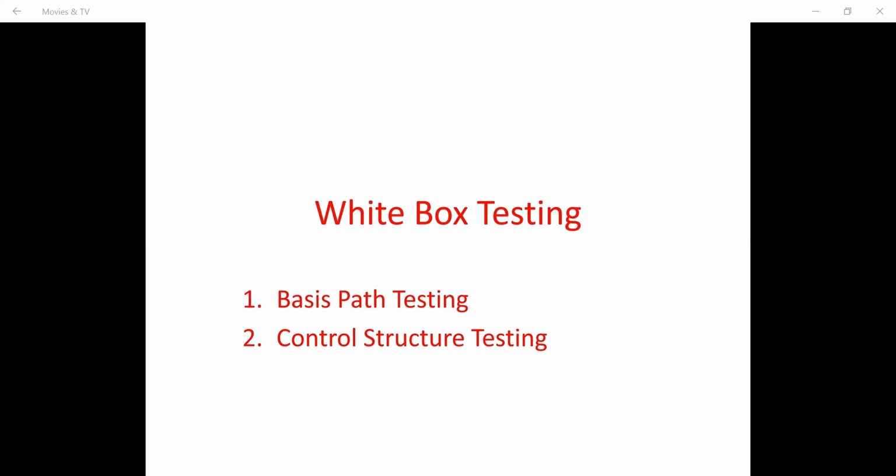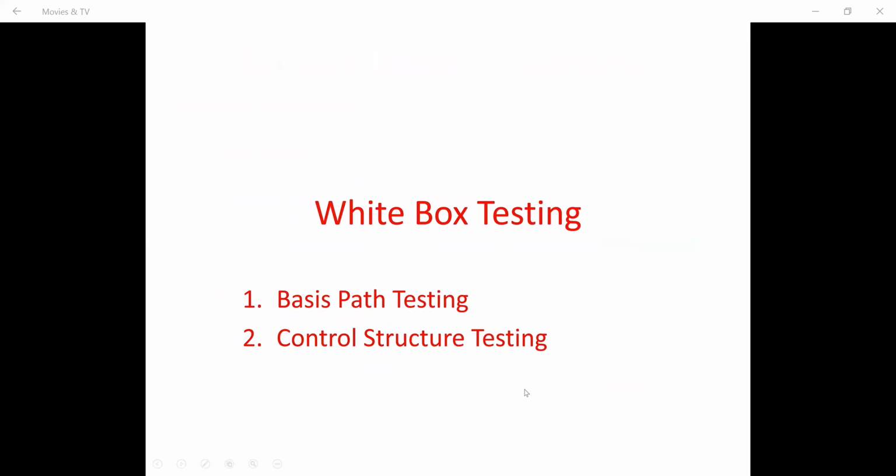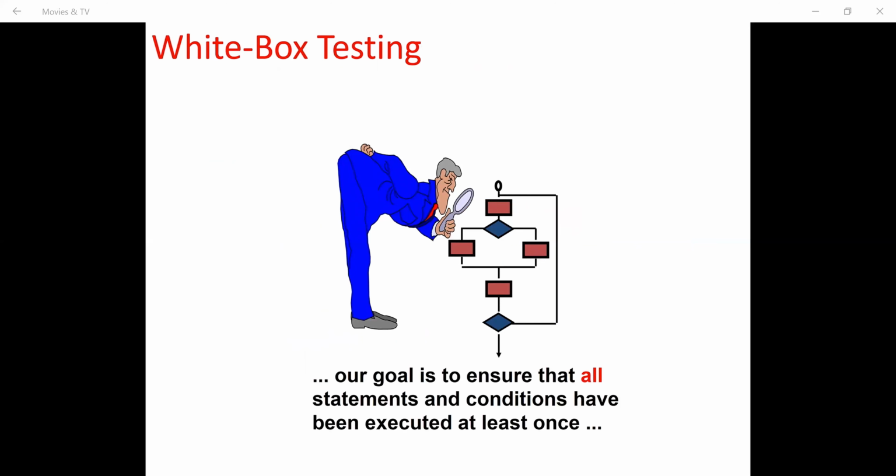Now we'll see white box testing first. It covers basic path testing and control structures testing. We have seen that black box testing is proper checking against input, output, and what output the software generates. In white box testing, you can see the logical paths and control flows we can check. So here basic path testing and control structure testing are there in white box testing. The tester is able to see inside in white box testing.